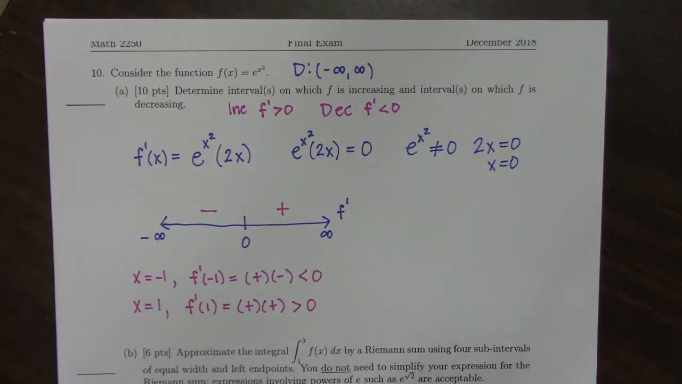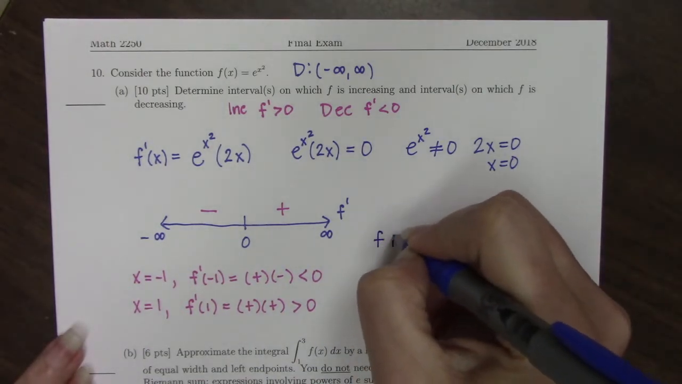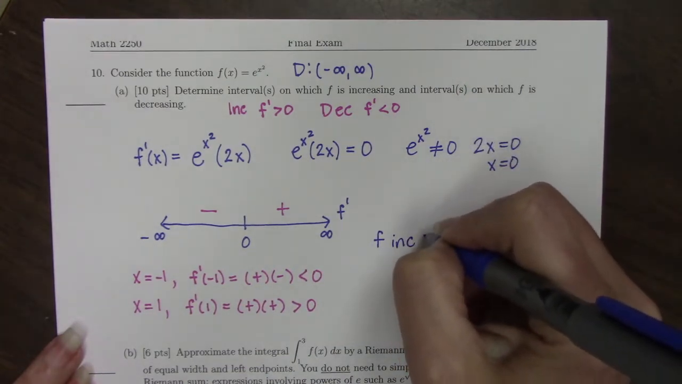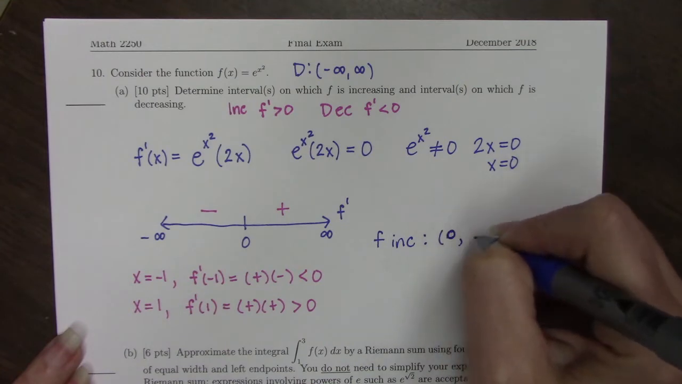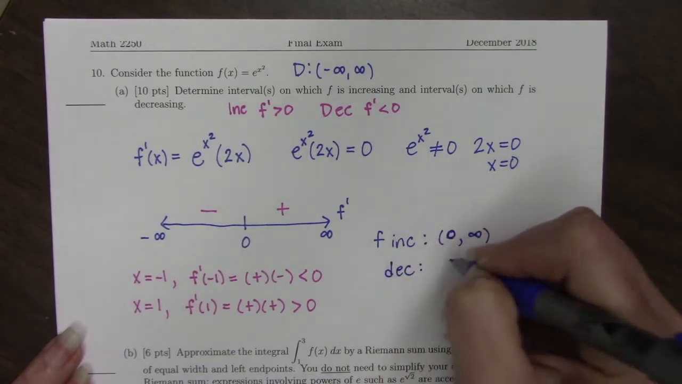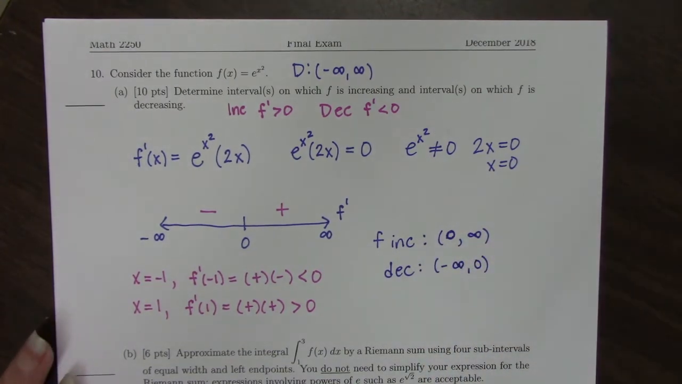So now I simply read my number line and grab my intervals as appropriate. So f, and remember this tells us about the original function f, is increasing from 0 to positive infinity, and it's decreasing from negative infinity to 0.